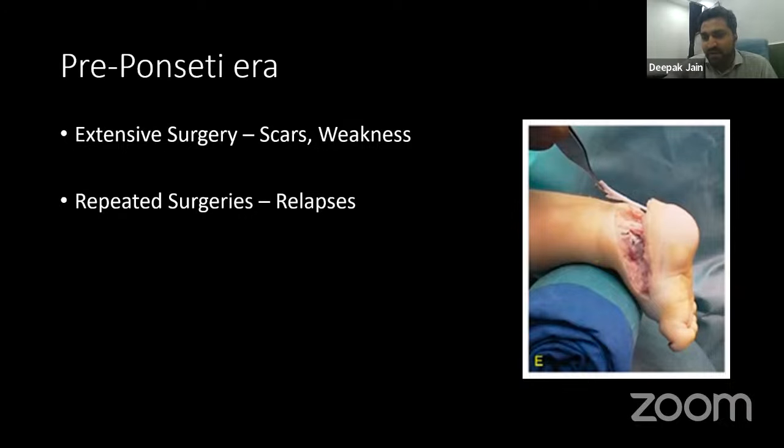So one person is operating, patient develops a relapse and then he goes to another surgeon. He will be able to relieve the patient of his pain and the deformity, but the weakness and stiffness which comes with each surgery, there was nothing which can be done about it. One of the biggest pediatric foot and ankle surgeons at that point of time used to believe that amputation would give a better relief and long-term functional outcome to the patient than another salvage surgery. So that was the amount of morbidity before Ponseti of clubfoot.